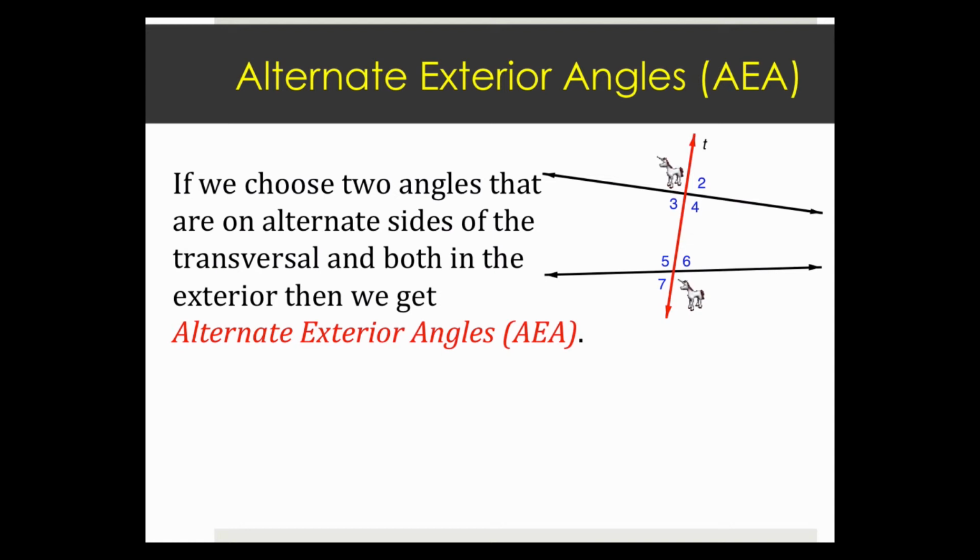Alternate exterior angles. Will already told us about 2 and 7. I use the other pair. Alternate again, opposite sides of the transversal. Exterior, on the outside between the 2 lines that are intersected. And angles because they're angles. Okay, what other pairs didn't we talk about?